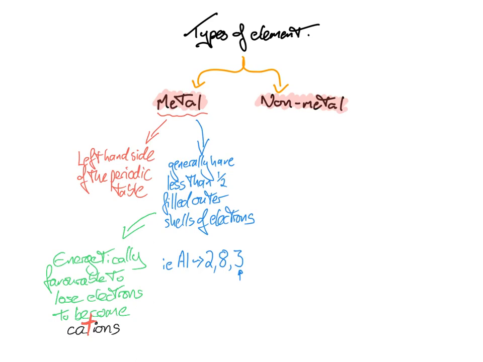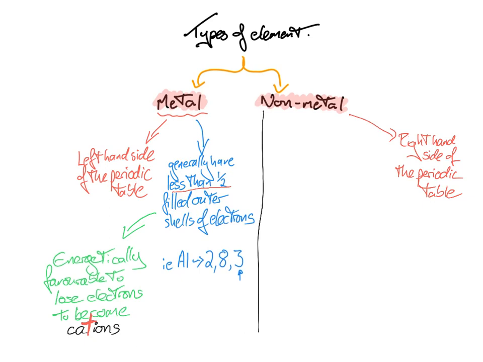So, metals, they're found on the left-hand side of the periodic table. The reason they're found on the left-hand side of the periodic table is they generally have a less than half-filled outer shell of electrons, as we demonstrated with aluminium, which means energetically it is favourable for them to lose electrons, thus becoming cations. Metals tend to lose electrons. That is why they are metals.